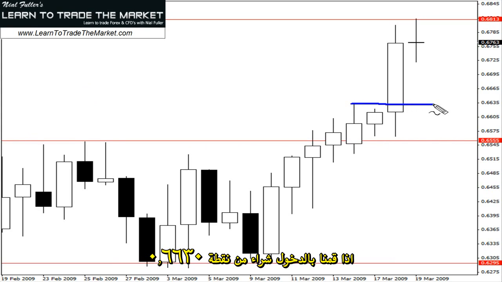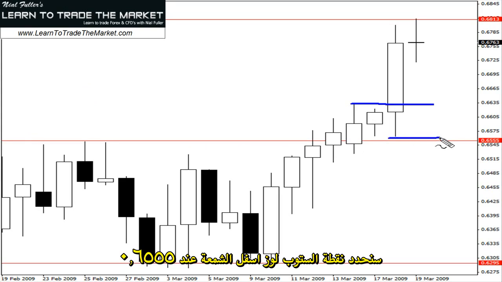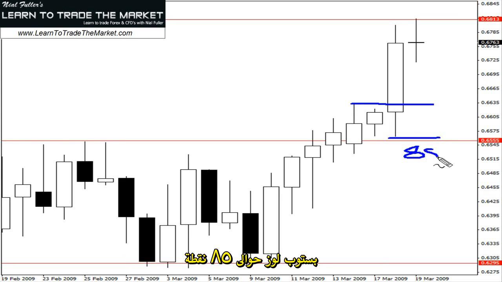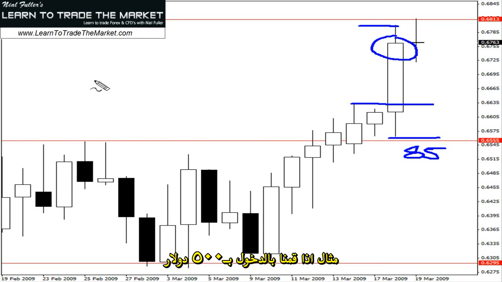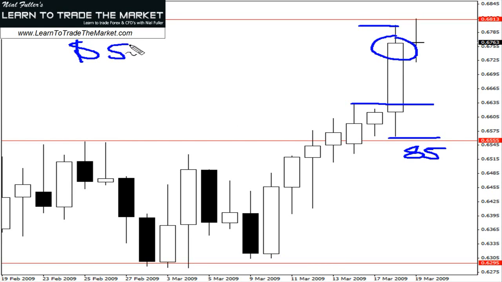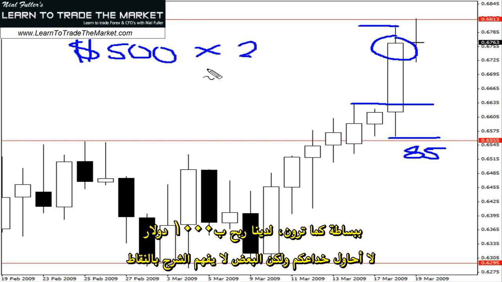If we're long here at the 66.30 area and we place our stop loss below the low of the session at 65.50, that's around an 85 point stop. And if we were to just place a 2-to-1 target, we have reached the target through here quite easily. Now just to give an example, if we were to risk, say, $500, a risk reward of 2-to-1, it's quite simple to work it out.